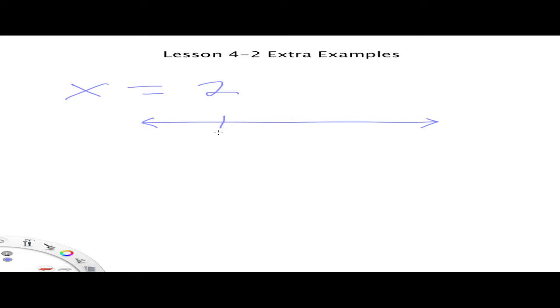And so I'll put my 0 there. 1, 2, 3, 4, 5. 1, 2. So that's -2. This is 1, 2, 5. And so we know that x equals 2 is this point right here.